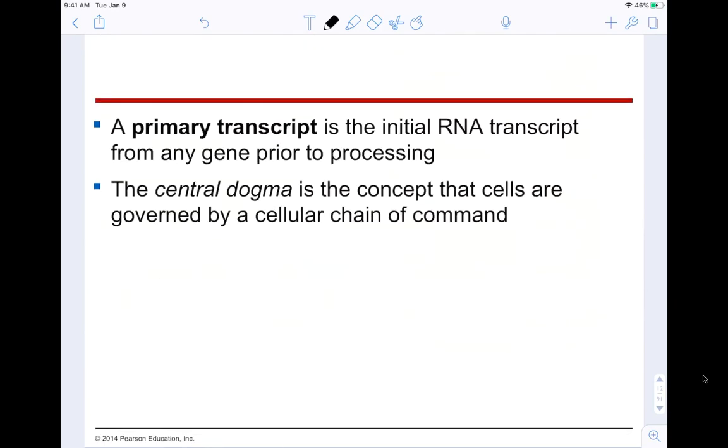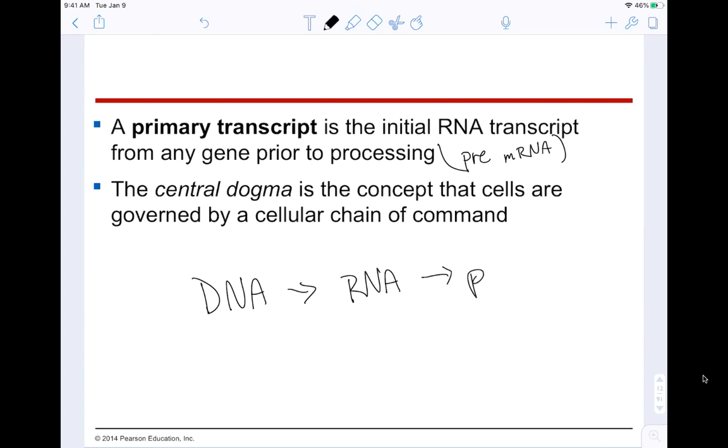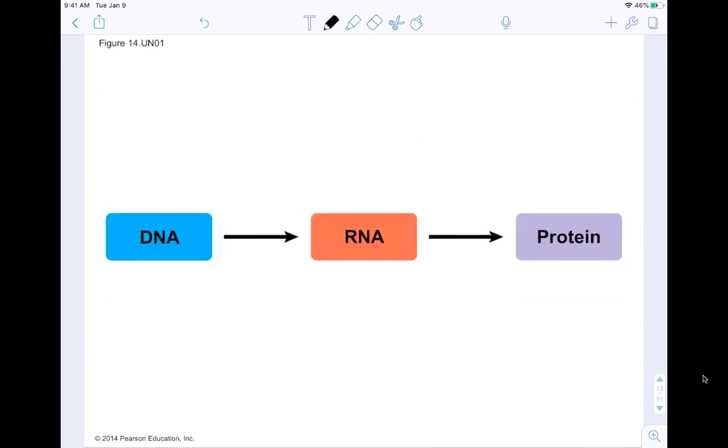Okay, so a primary transcript is the initial RNA transcript from any gene prior to processing. So this is called our pre-mRNA. There's no processing, right? So the central dogma is the concept that cells are governed by a cellular chain of command. And of course, the commander of all of this is what? It's our DNA. And then we're going to turn that into RNA by copying the code. And then we're going to create a protein. And proteins then go and do all kinds of different functions in your body. So here's our central dogma.